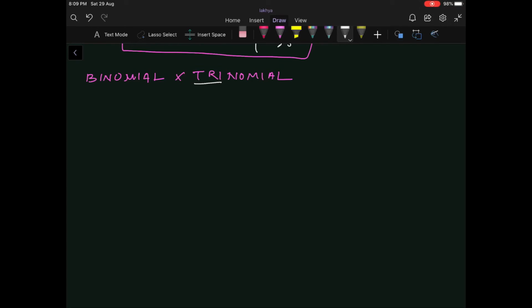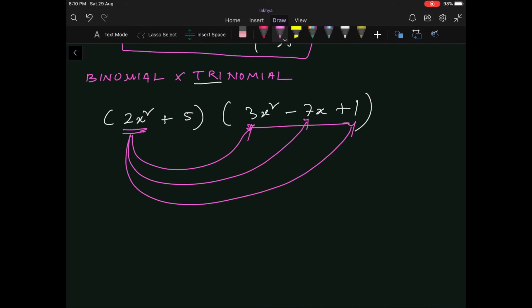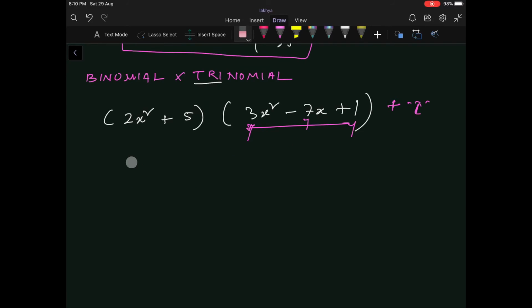Suppose we need to multiply twice x square plus 5 into thrice x square minus 7x plus 1. If there are 3 terms, then you have to apply the same method. You have to multiply the first term of the first polynomial by the first term of the second polynomial, then by the second term, then by the third term of the second polynomial. If there are more terms, you have to multiply this one with those also. That is the process. Now let me clean these lines.